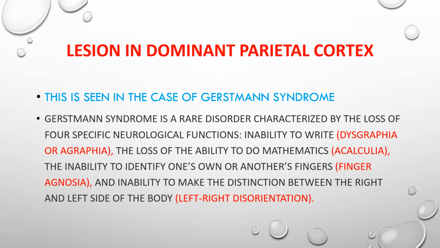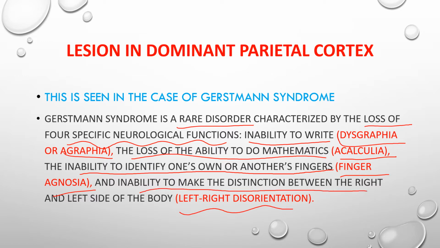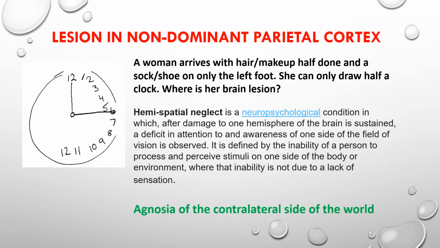Now Gerstmann syndrome is a rare disorder which is characterized by the loss of four specific neurological functions. First is dysgraphia or agraphia, which means inability to write. Second is acalculia, that is the loss of the ability to do mathematics. Third is finger agnosia, that is the inability to identify one's own or another's finger. And fourth one is left-right disorientation, that is the inability to make the distinction between the right and left side of the body.